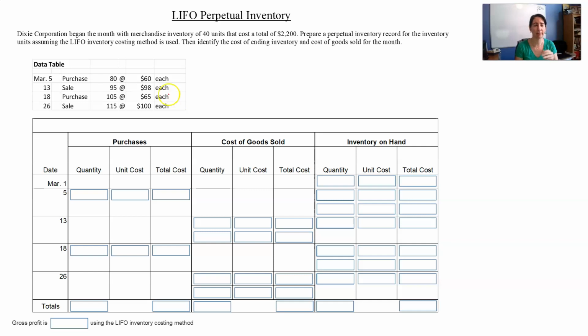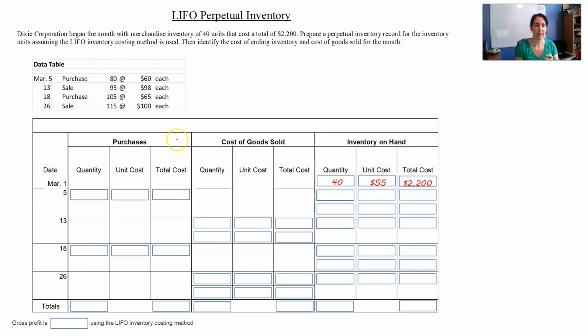Same type of problem. All right. We have the same kind of information here, slightly different numbers. But LIFO, I'll do it a little bit faster just because we just did a FIFO one. And there really isn't all that much of a difference. It's just going to be, well, you'll see what the difference is. All right, we're starting off with 40 units at a total of $2,200. So that means the unit cost is $55. We can back into that. 2,200 divided by 40 gives me the $55 unit.